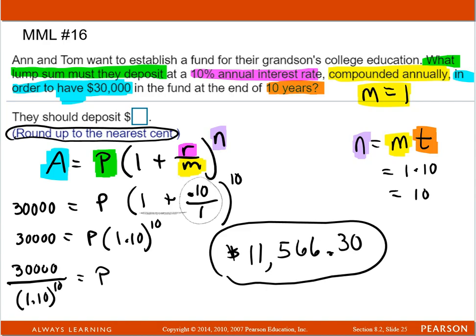So if they were to invest $11,566.30, they walk into a bank with that amount of money, they drop it off. The bank says, we'll give you 10% interest, but we're only going to compound it annually. And you leave it there for 10 years. When you come back, you should have $30,000. And there you go. And that was those two problems.